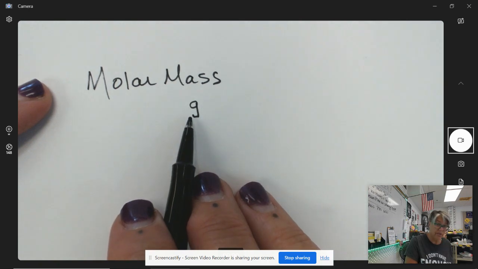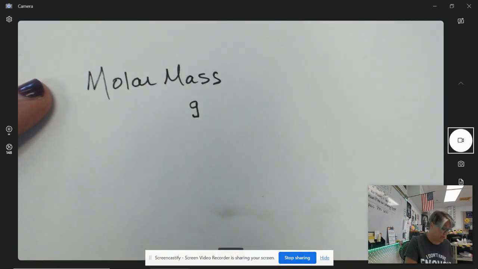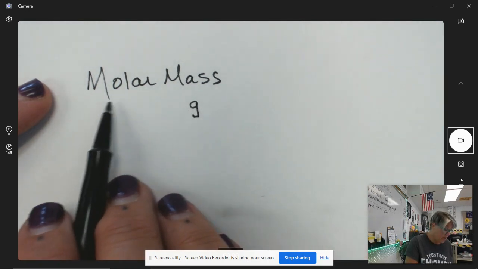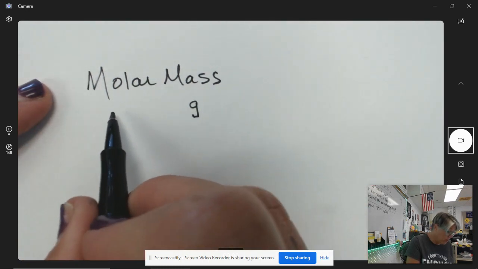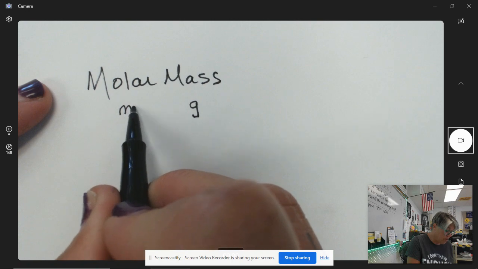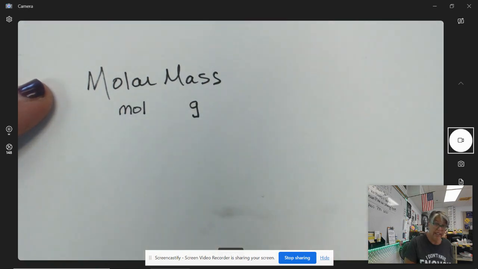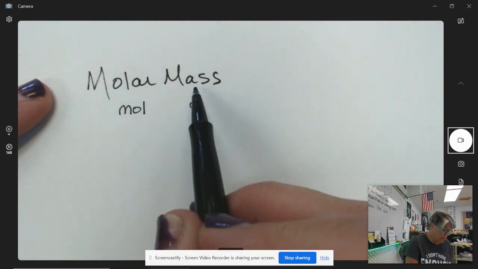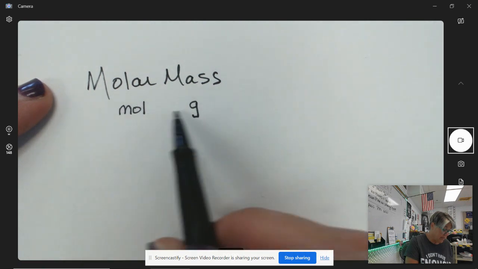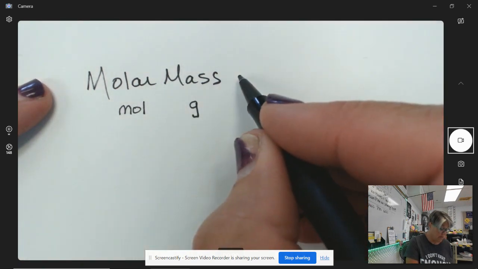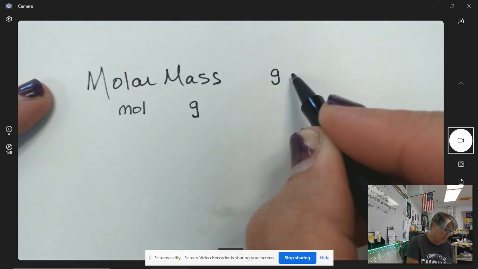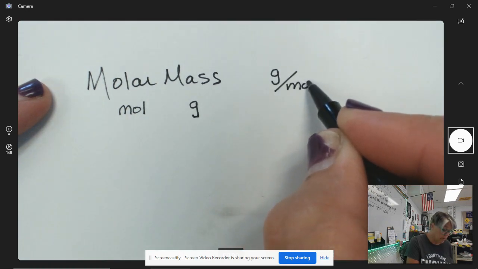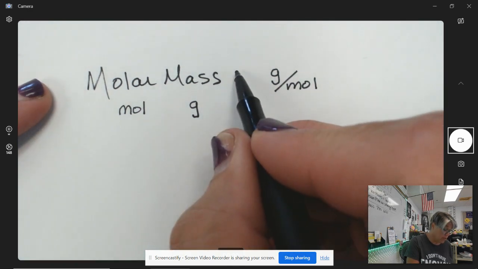This is a lowercase g, but it's not in parentheses, so we're not talking state of matter. Molar is actually representing the term mole, and the abbreviation for mole is mol, not mole. So molar mass, the name itself, gives you a hint of the units. The units for molar mass, it's measured in grams per mole. Grams per mole. So those are the units for molar mass.